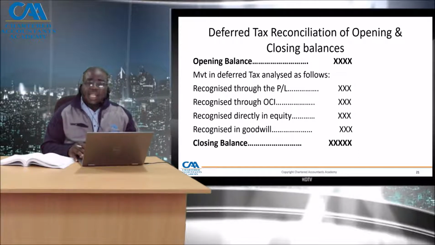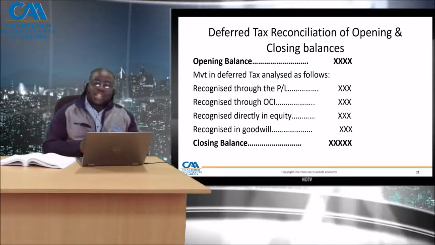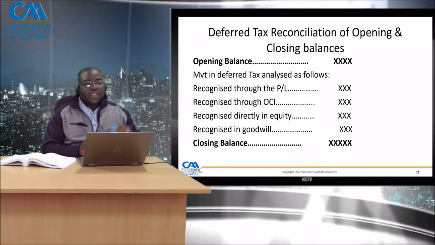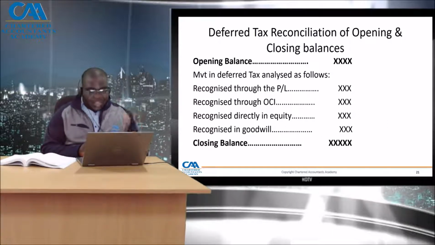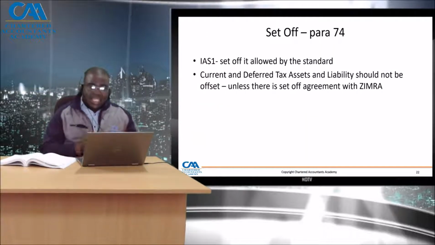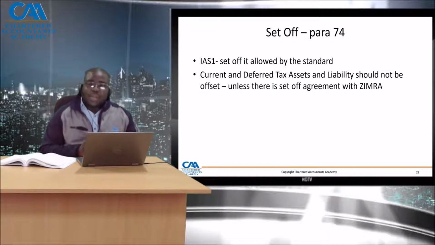Lastly, set off. Paragraph 74 of IAS 12 connects very well with paragraph 32 of IAS 1 that refers to set off. IAS 1 says that set off is only allowed by a specific standard. Therefore, paragraph 74 says current and deferred tax assets and liabilities should not be offset, and especially if they're coming from different entities, unless there's a set-off agreement with ZIMRA and the respective entity or entities, and that's normally not the case.